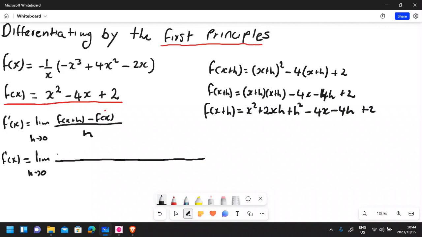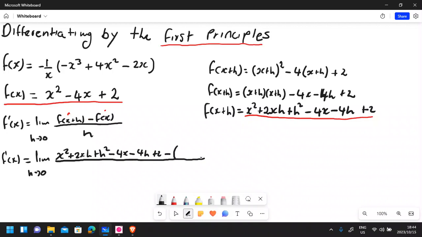It's very long. So you substitute x squared, because this is your f of x plus h. So there it is here. You have to substitute it there, guys. Okay, so it's going to be x squared plus 2xh plus h squared minus 4x minus 4h, and then plus 2. Now let's not forget we have a negative here, so it is a minus.